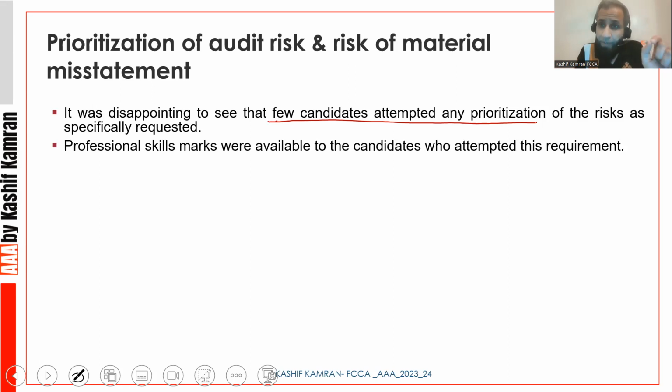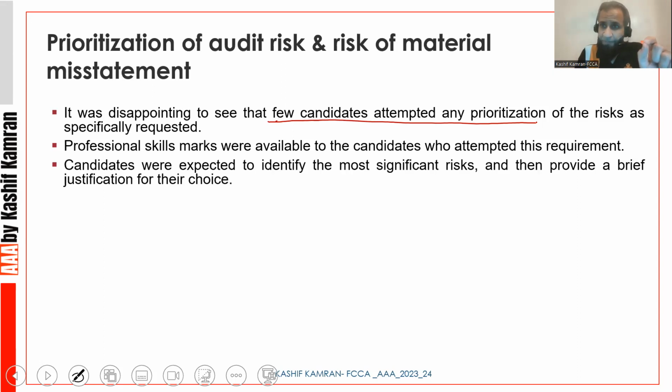Now let's see what they want to discuss with you. Professional marks were available to the candidates who attempted this requirement. So if you're prioritizing, you're taking those professional skills marks, which are 10 in question number 1, for evaluation and judgment. If you exercise your judgment around prioritization, or around evaluating significance, you're fetching not just the technical marks, but also those professional marks. And I believe the big difference between passing and failing the AAA exam since September 22 is how much you scored from the professional side.